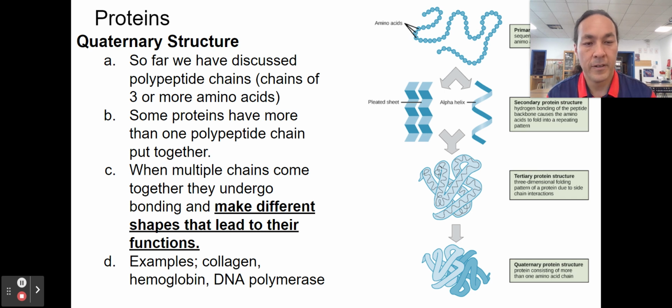And so let's go through the layers again. Primary structure is the order of the amino acids. Secondary structure would be they start forming alpha helices and beta pleated sheets. The tertiary structure is that the R groups start interacting and it forms the shape of the protein. And then those shapes lead to their functions. If we put together more than one protein or more than one chain of amino acids, then we get quaternary structure.